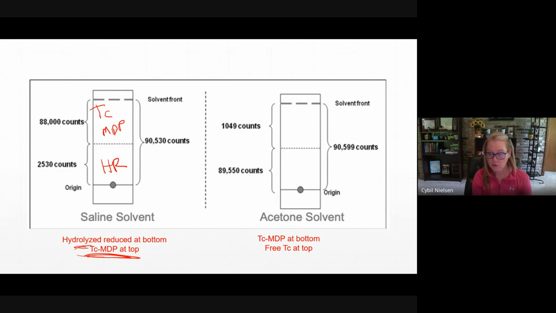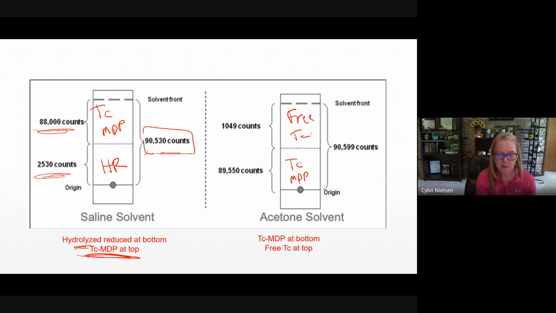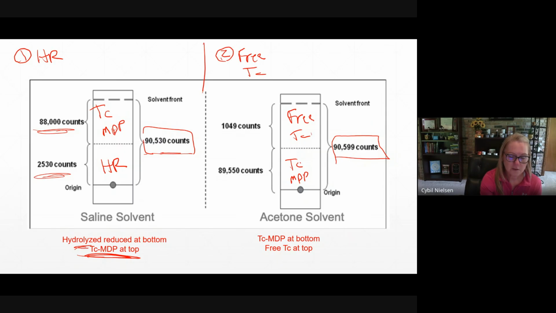And in my second strip, I've got Tech MDP at the bottom and I have free tech at the top. Here's my top of the strip counts, bottom of the strip counts, and this example has added the counts together for you. So in strip 1, I have to find hydrolyzed reduce. In strip 2, I have to find free tech. So let's do hydrolyzed reduce first. How do I set this up?